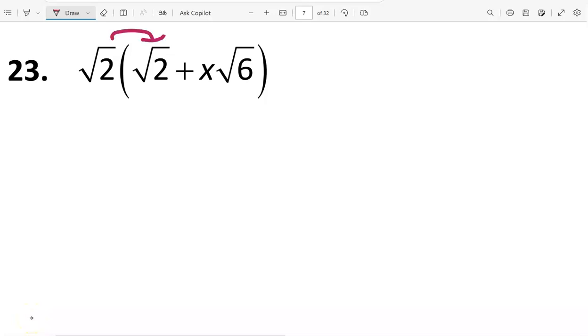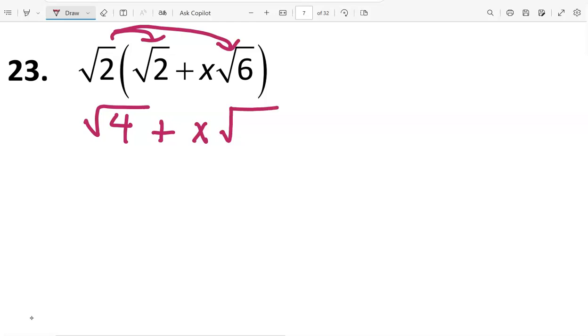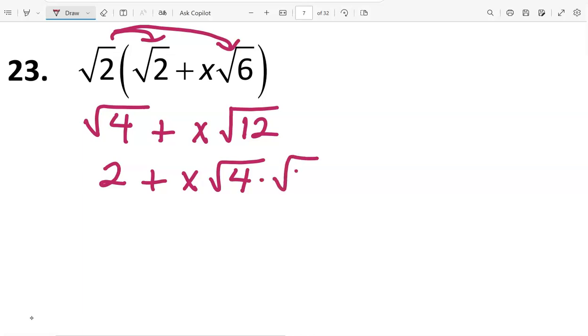In 23, we can multiply by using the distributive property. Square root of 2 times square root of 2 is square root of 4 plus, and then in the second multiplication, the x is outside the radical, so we can't multiply. But the square root of 2 and square root of 6 can be multiplied together to give us square root of 12. Square root of 4 is 2, and the square root of 12 has a perfect square factor of square root of 4. That's going to leave us with a square root of 3 left over. So now we have 2 plus 2 times x times the square root of 3.